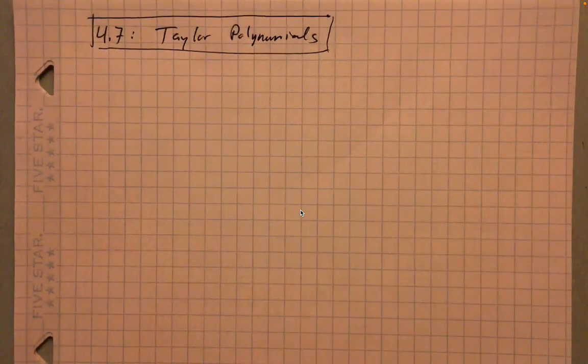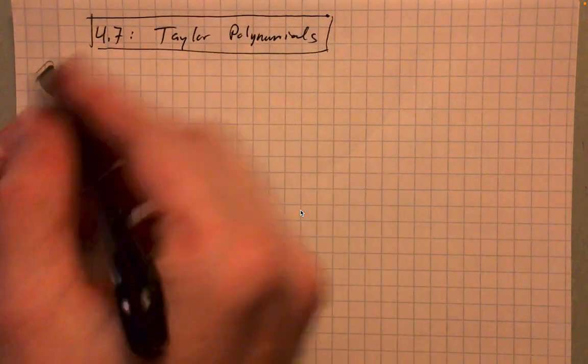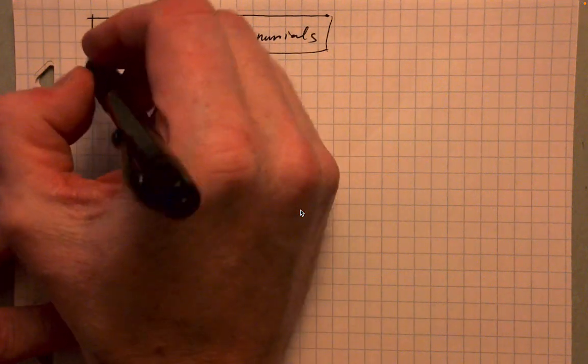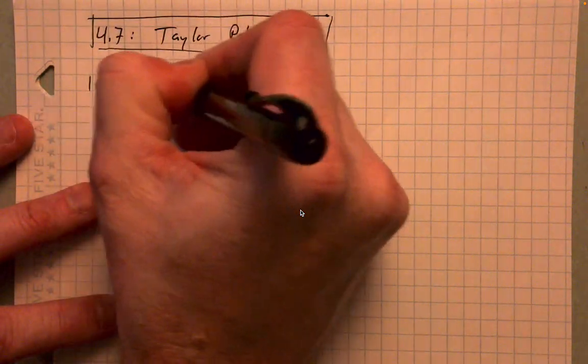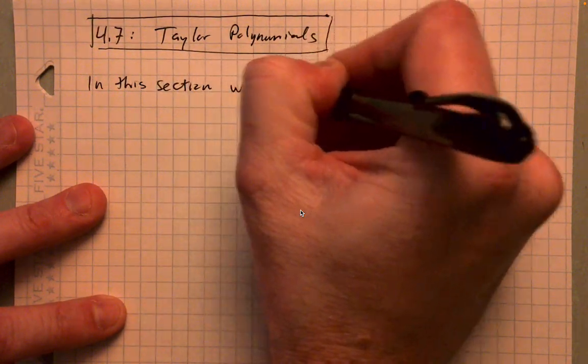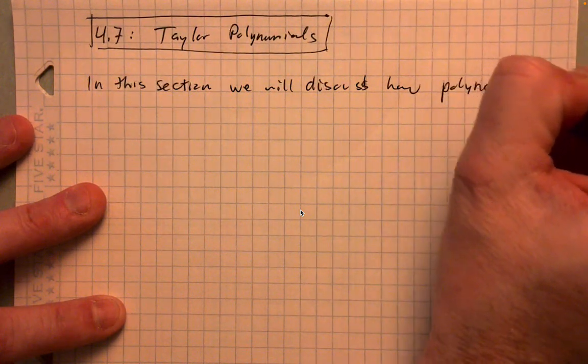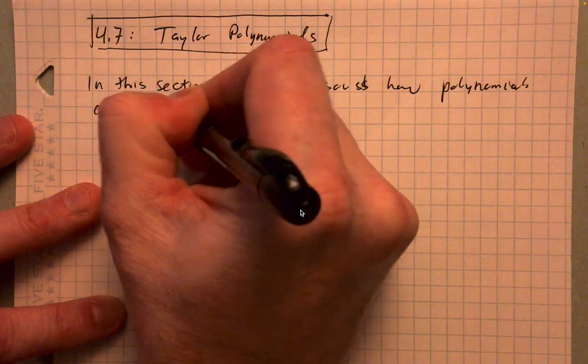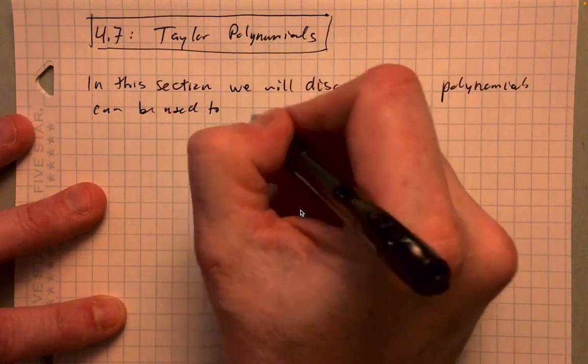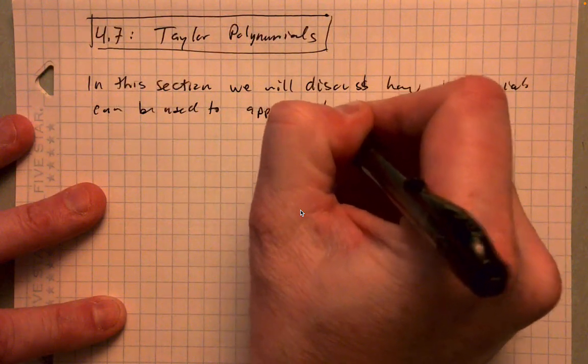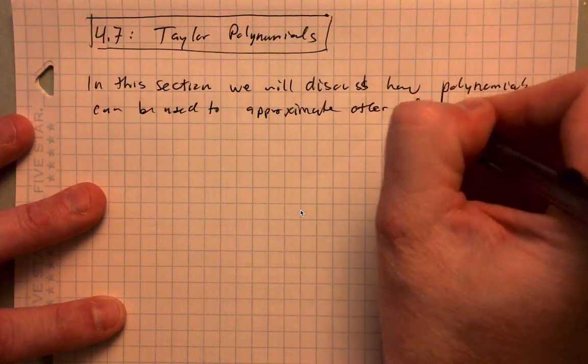All right. So in this section, what we want to do is develop some ideas about how polynomials can be used to approximate other elementary functions. So that's kind of a motivating statement, right? In this section, we will discuss how polynomials can be used to approximate other functions. We'll say elementary functions for now.